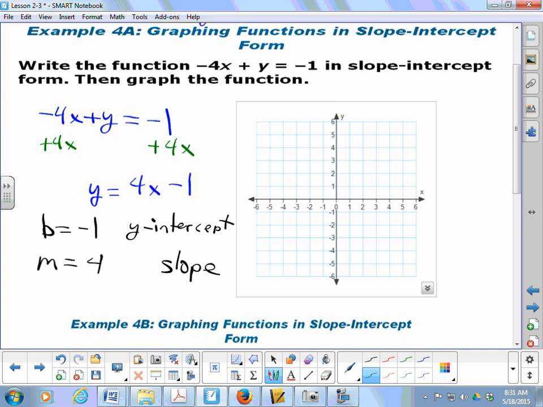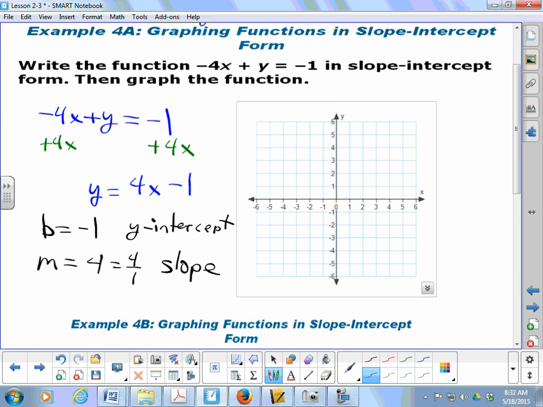Now, the only thing is, the slope has to be a fraction because we have to rise and then run. Well, this isn't a fraction. So how can I write 4 as a fraction? Okay, 4 over 1. So whenever it's a whole number, it's that number over 1 for my slope. So I'm going to rise 4 and run 1.